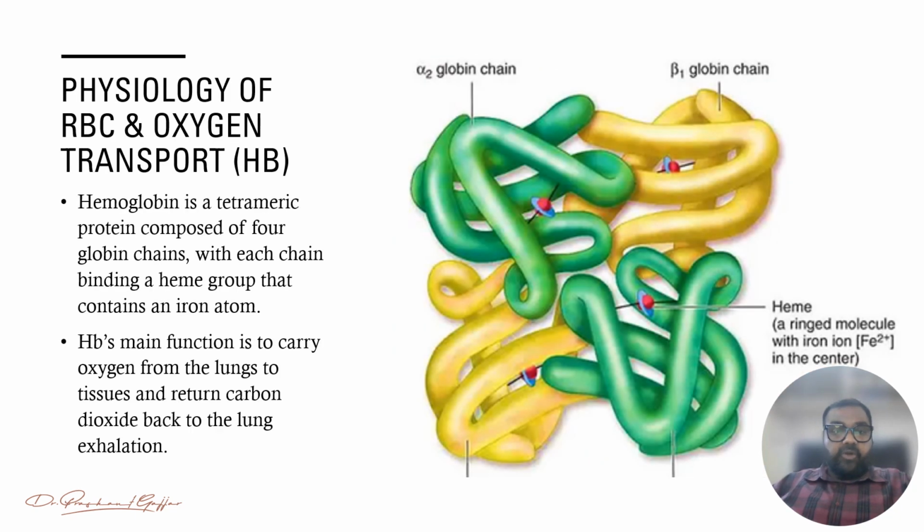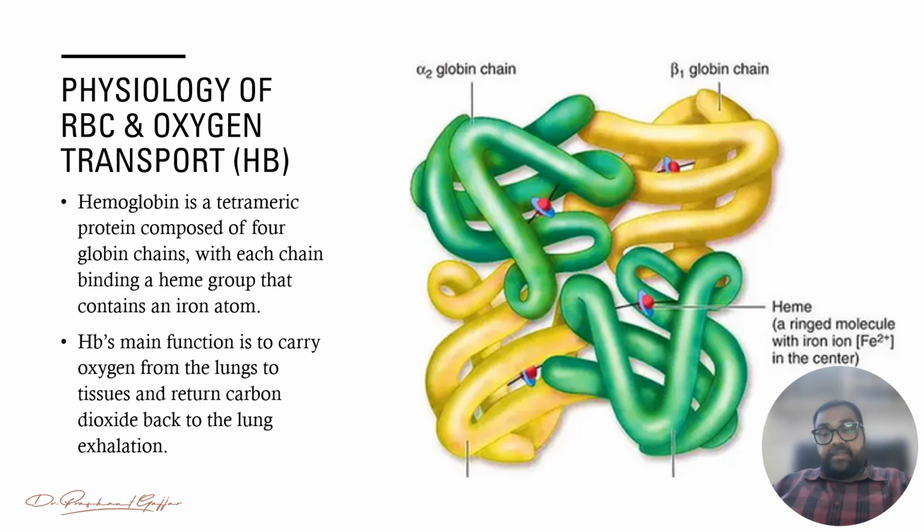So hemoglobin is a tetrameric protein composed of 4 globin chains, with each chain binding a heme group that contains an iron atom, and that iron atom binds the oxygen. So HB's main function is to carry oxygen from the lungs to the tissues, and return carbon dioxide back to the lungs for exhalation.